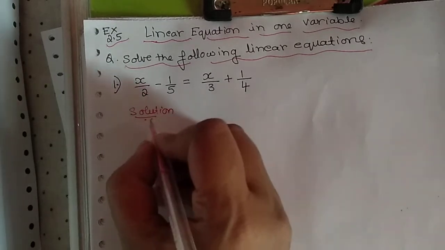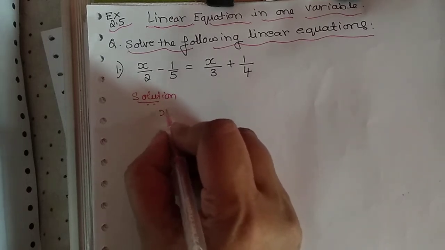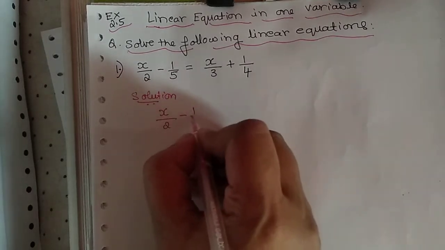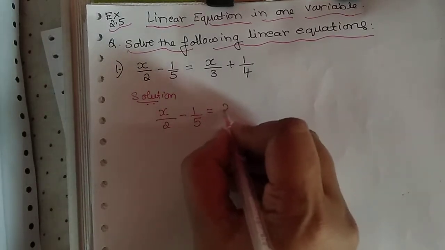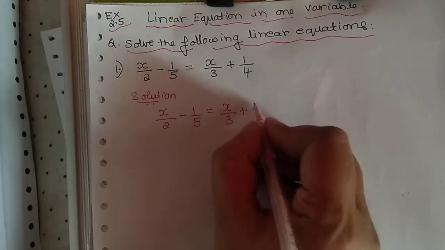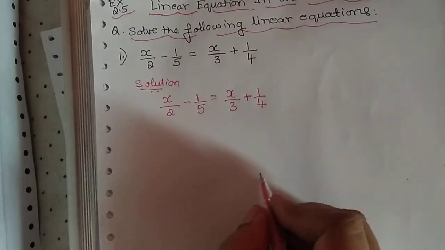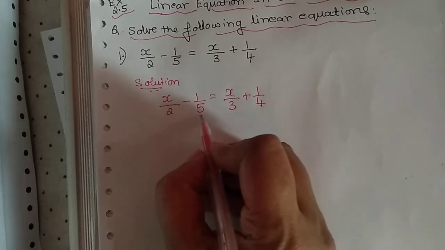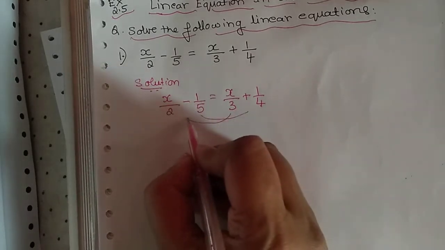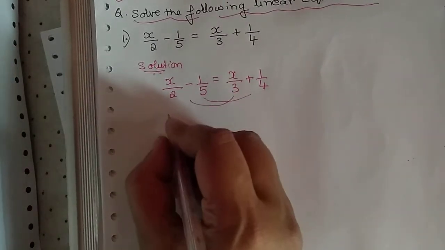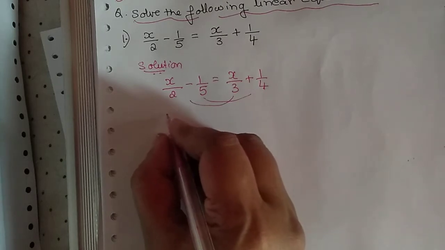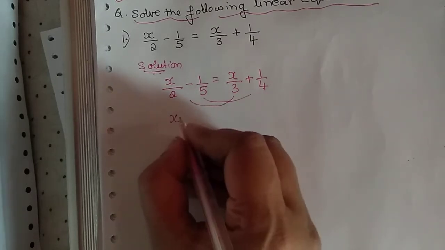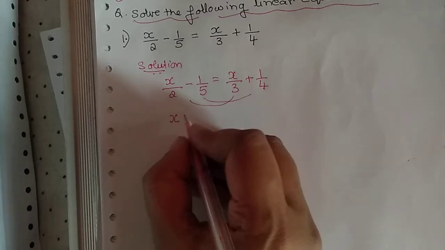So the solution is: x by 2 minus 1 by 5. This is the given problem: x by 3 plus 1 by 4. Now bring this to the other side and x to this side. So what happens? x by 2, we'll interchange this.